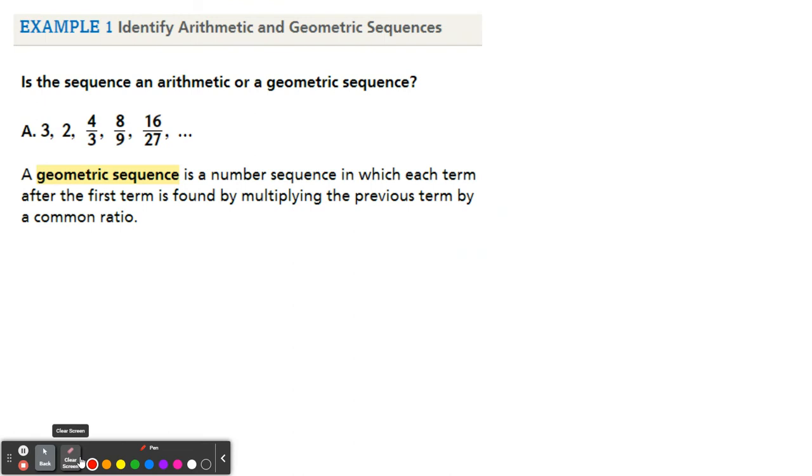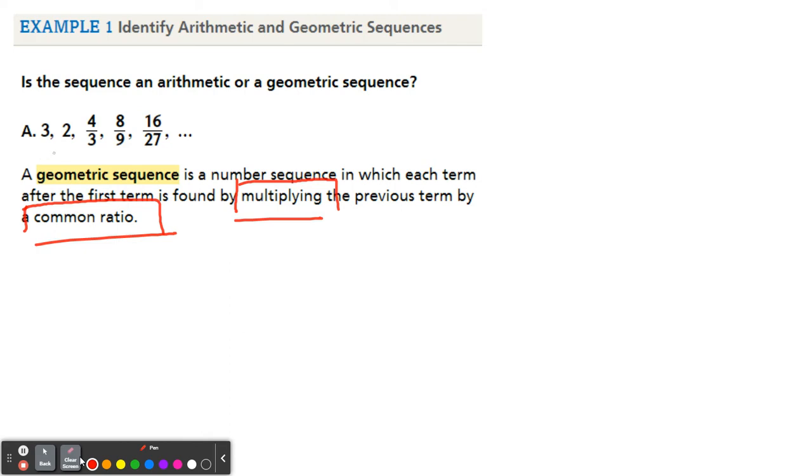Example 1. Identify arithmetic and geometric. Is the sequence an arithmetic or a geometric sequence? Here it is: 3, 2, 4/3, 8/9, 16/27. Understand that a geometric sequence is a sequence in which each term after the first term is found by multiplying the previous term by what's called the common ratio. So we're not looking for a common difference, it's a common ratio. Typically when you do ratios, you're going to divide.